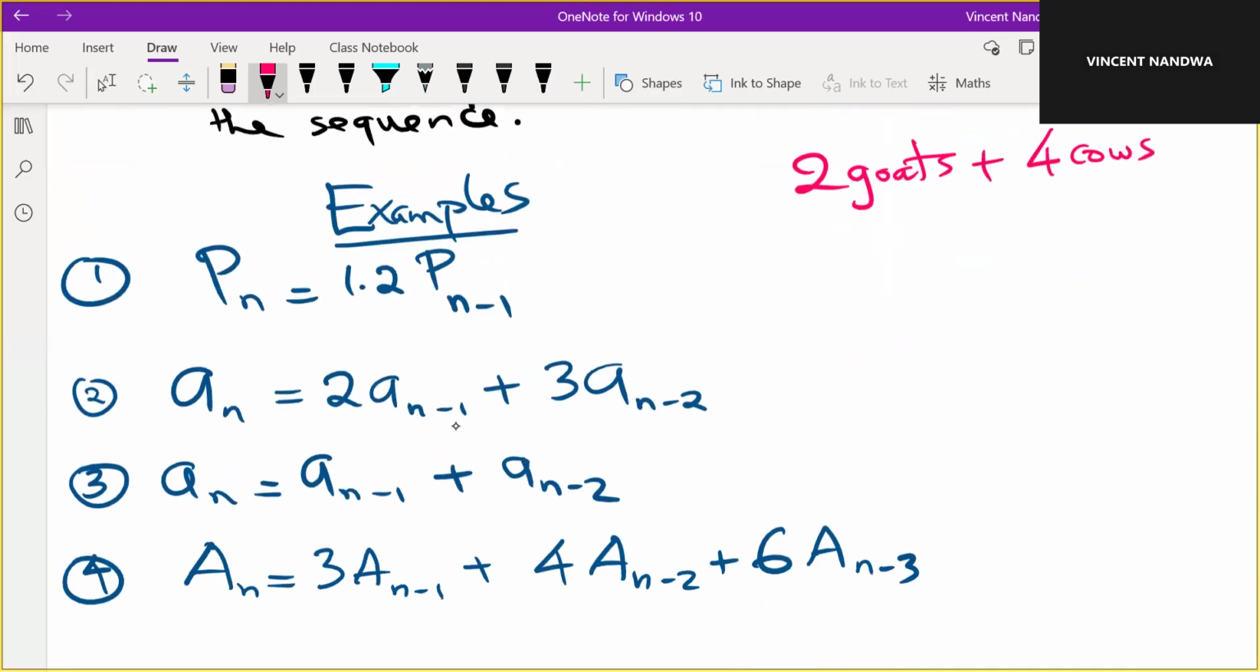Is it homogeneous? It is, correct. And then number 3. What is the degree? Degree is still 2. Number 4? 3, correct.